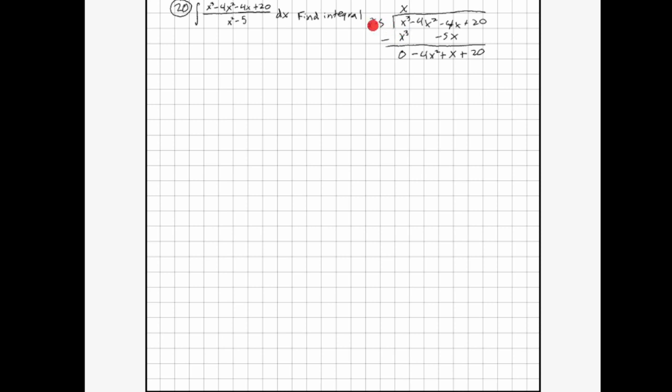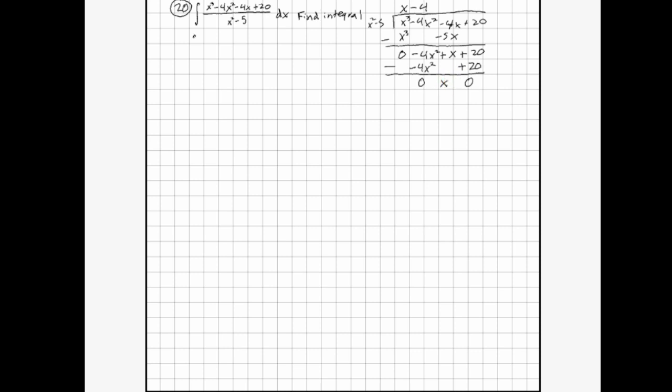How many times do I have to multiply x squared to get negative 4x squared down to 0? For this one, I need to multiply it by negative 4. So, minus 4. And so what I do now is I see negative 4 times x squared is negative 4x squared. And then negative 4 times negative 5 equals 20. Oh my goodness, that's so crazy. They add up. And so I subtract this. This equals 0. This comes down to x. This equals 0. So then you're just left with the remainder of x.